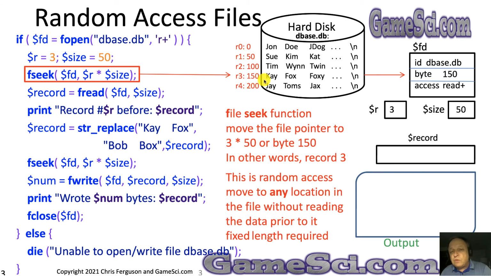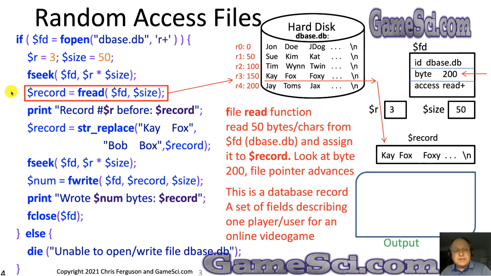And what's at position 150? The K in the start of this record. Also notice if you follow the line across, I've moved to byte offset 150 in the file, which is exactly the start of record 3 that I have stored on my disk drive. This is what we mean by random access. Move to any location in the file without reading the data prior to it. I didn't have to read all this data to get down to K. I said just jump to this position in the file. It does require fixed length records if you're going to do this efficiently.